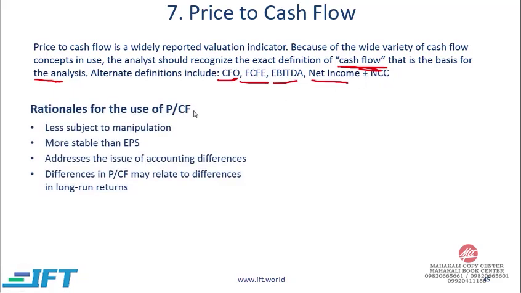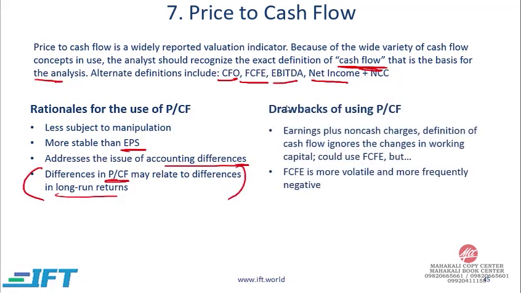What are the rationales? Less subject to manipulation relative to earnings, more stable generally than EPS because there is less room for assumptions and manipulation, addresses the issue of accounting differences to some extent. Differences in price to cash flow may relate to differences in long run returns. And this last bullet point you will see almost across the board, and I've already explained what this means.